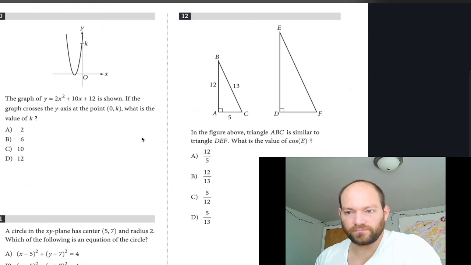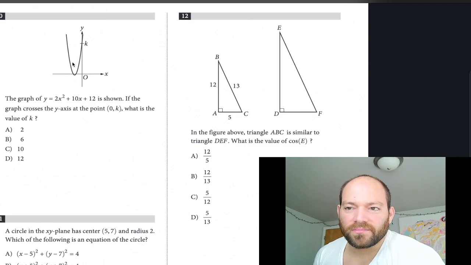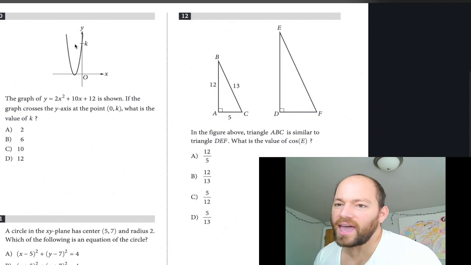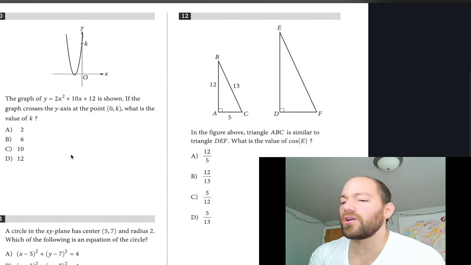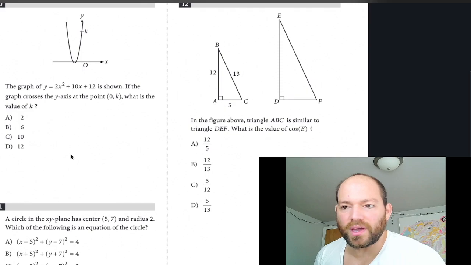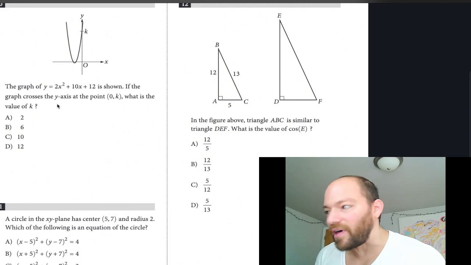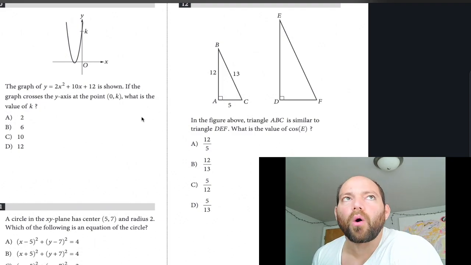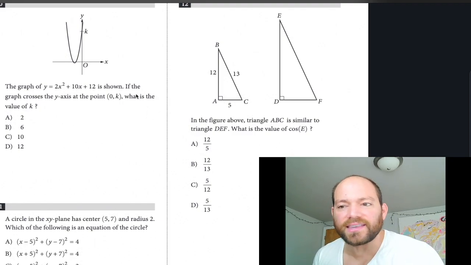10. Wow, look at this. I just see a parabola, and I see the y-intercept marked as k. Let's see what happens. The graph of y equals 2x squared plus 10x plus 12 is shown. If the graph crosses the y-axis at the point (0, k), what is the value of k? Again, with the y-intercept stuff, all y-intercept means is x is 0.